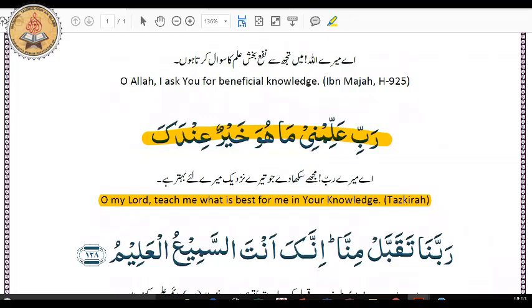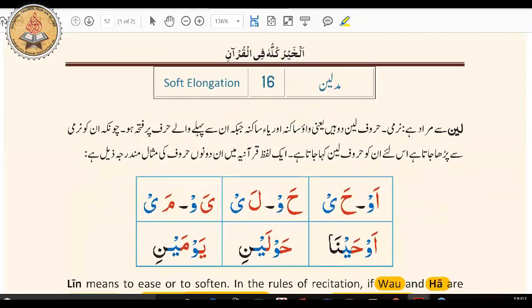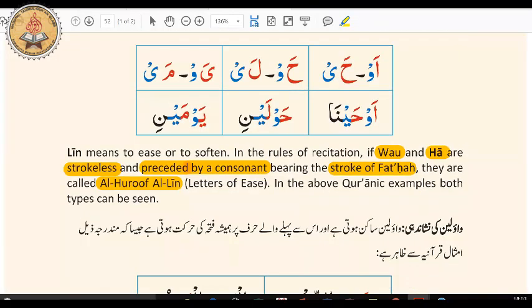Alright, so let's move on to the lesson then. So today we are learning a new rule, and that rule is soft elongation here at the top, as you can see. And in Arabic, it's called madalin. Okay, madalin. So let me explain what this is. So lean, the word lean itself means to soften or ease the sound of a letter, okay? So when you pronounce it, the sound of the letter will be eased or softened, okay? So I'll explain that further on when I give you an example.